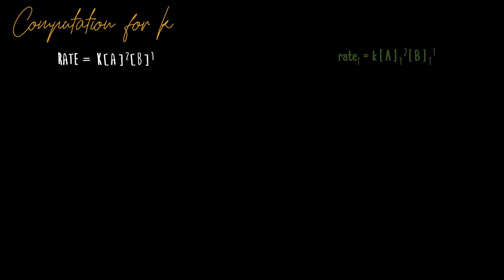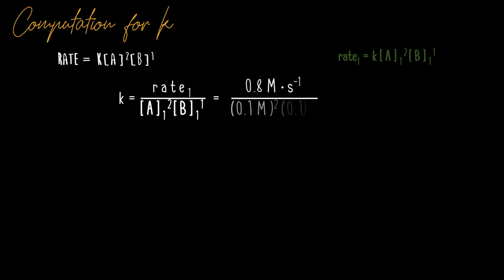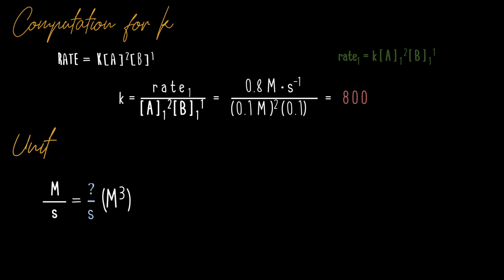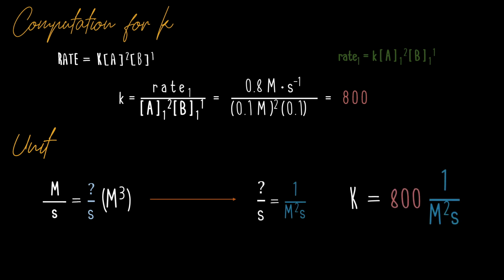So using experiment 1, we know that rate 1 is equal to k[A1]^2 [B1] [C]^0. Solving for k, we can say that k is equal to rate 1 over A1 squared B1. Substituting the values, we could get that k is equal to 800. The unit for the rate is M per second, so what should be the unit that should be multiplied to M^3 so that the final unit is M per second? It is 1 over M squared second. So we could say that k is equal to 800 over M squared seconds.